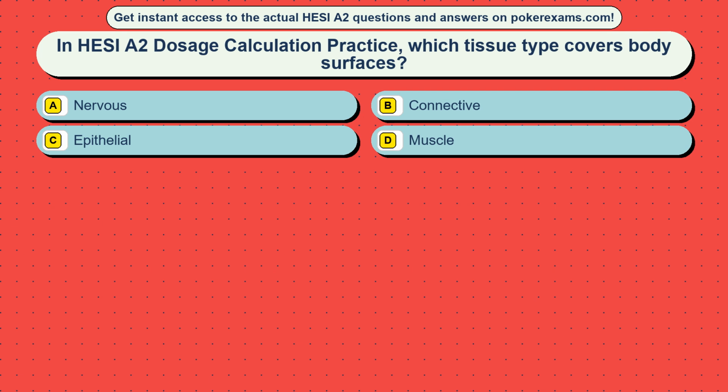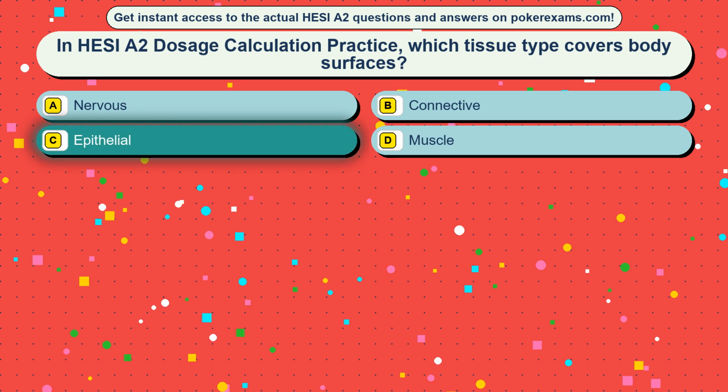Question 23. In HESI A2 dosage calculation practice, which tissue type covers body surfaces? Option A, nervous, option B, connective, option C, epithelial, option D, muscle. The correct answer is option C, epithelial.